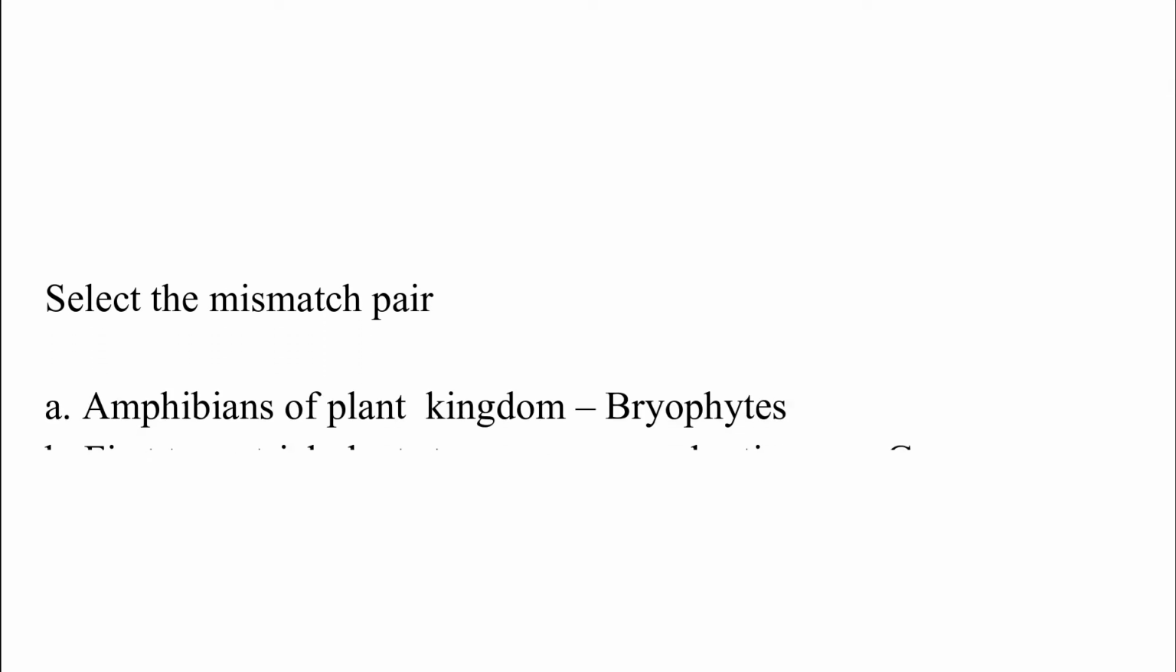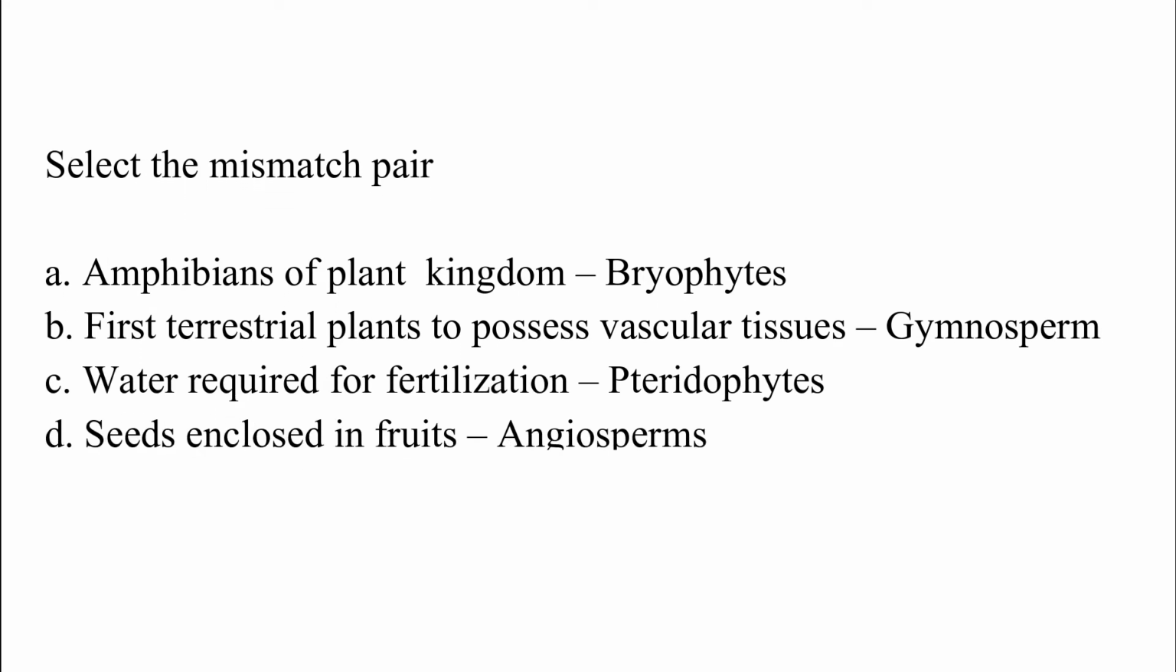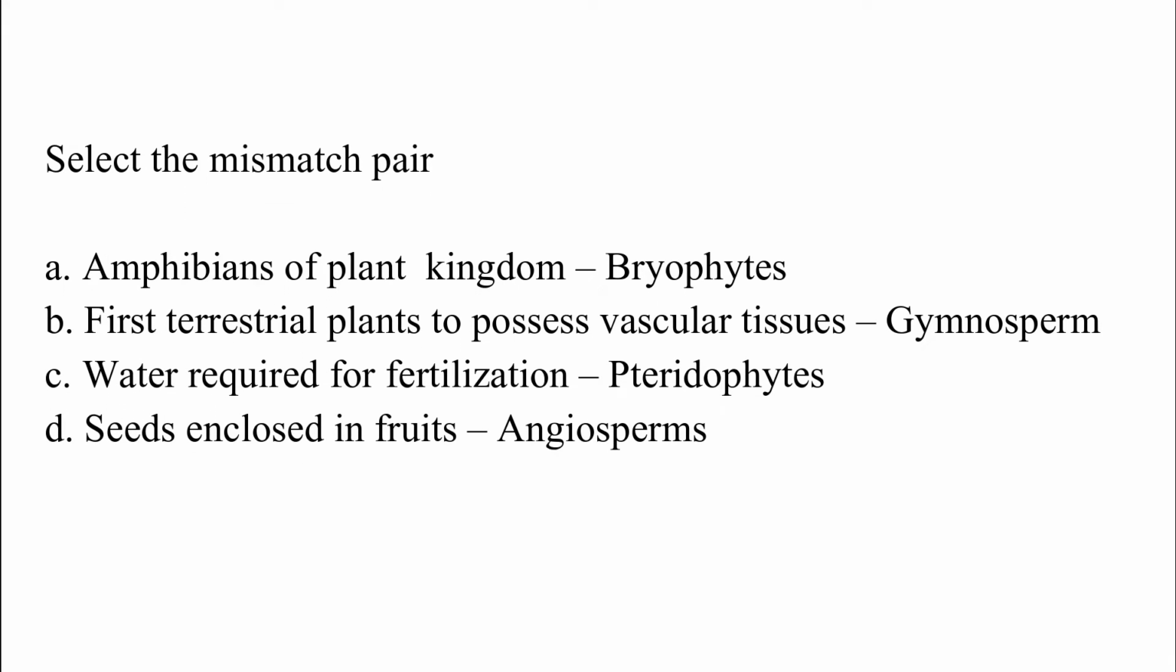Select the mismatch pair. Option A, amphibians of plant kingdom, bryophyte. Option B, first terrestrial plant who possesses vascular tissue, gymnosperm. Option C, water required for fertilization, pteridophyte. Option D, seeds enclosed in fruits, angiosperm.